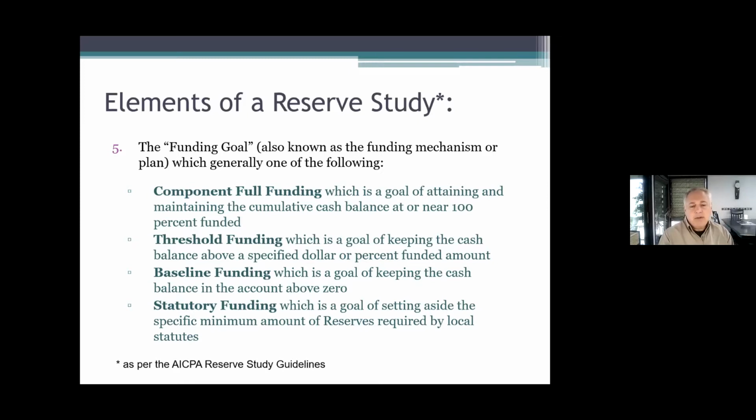Component full funding, the first one, is the most conservative approach. I'll give you an example. If you're going to replace a roof this year, and it's going to last 20 years, then in the following year you would put into your reserve 1/20th of that value. And that would be true for every single component that makes up your association.